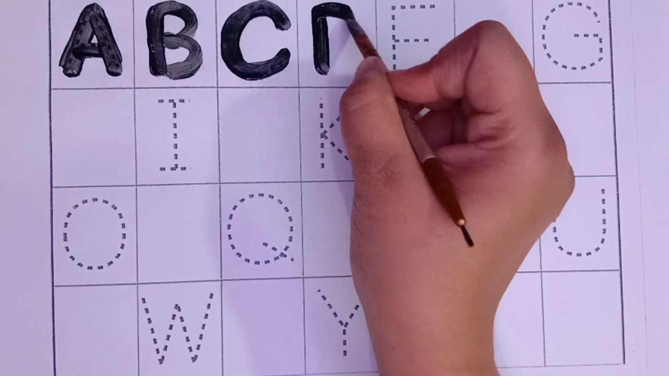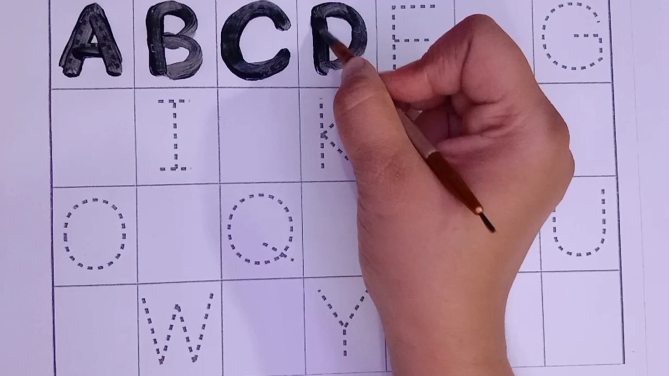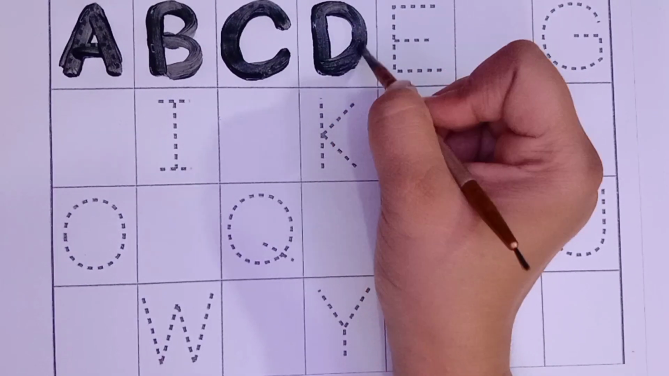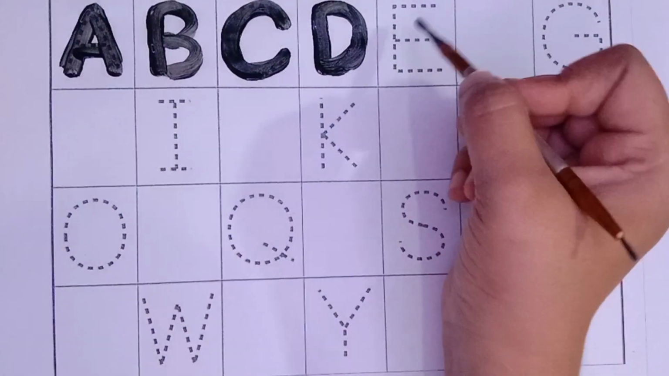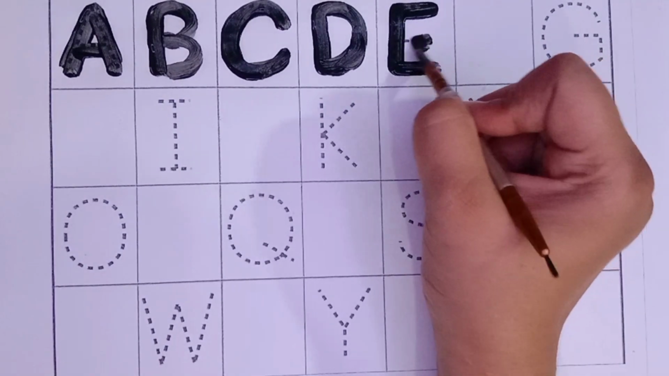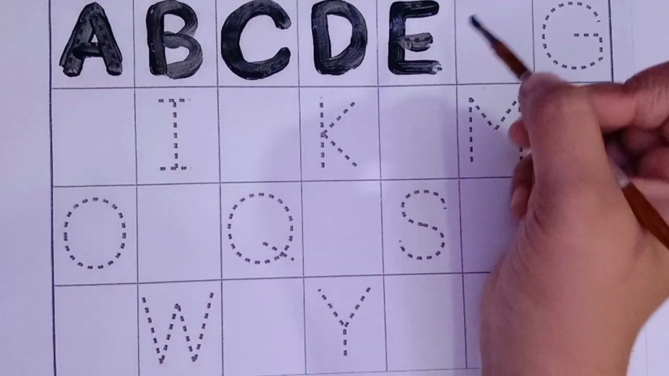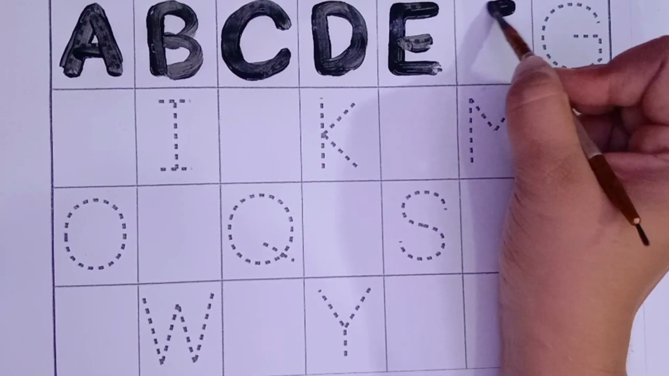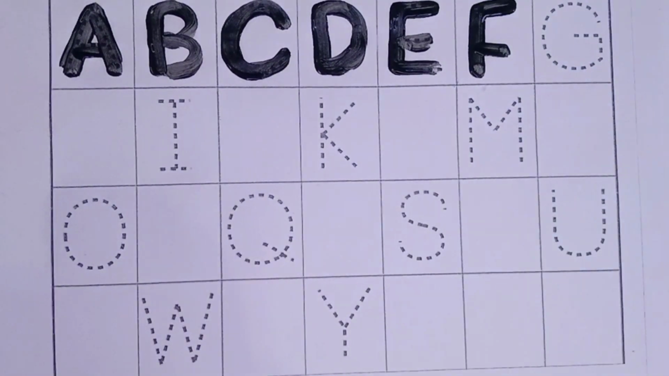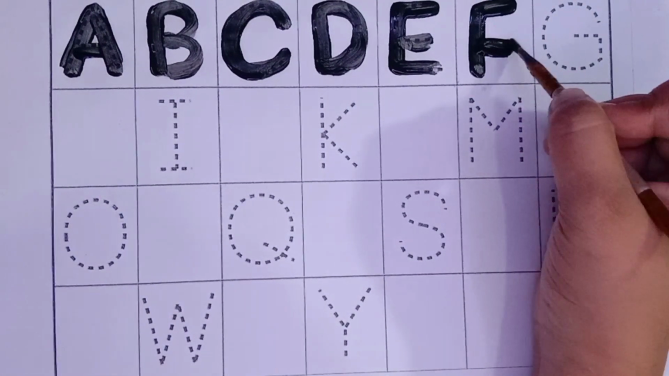D for doll. E for elephant. D for doll, E for elephant. F for fan.